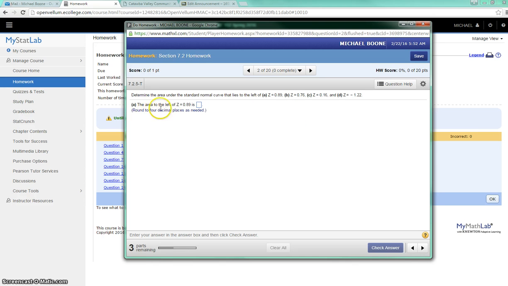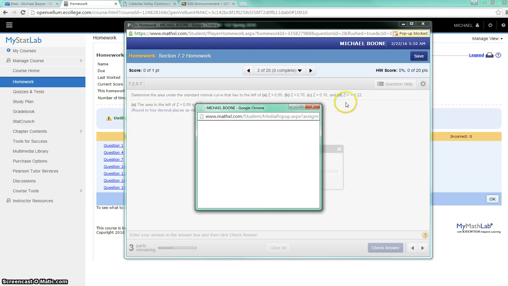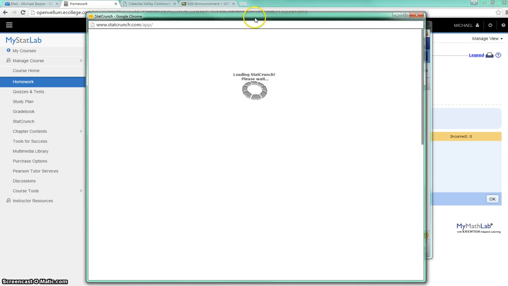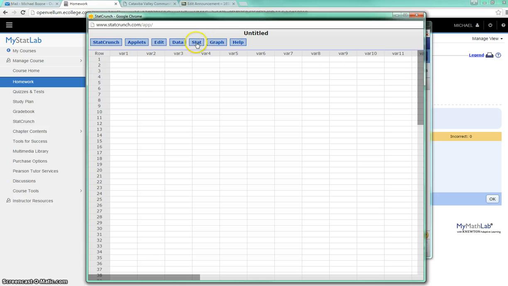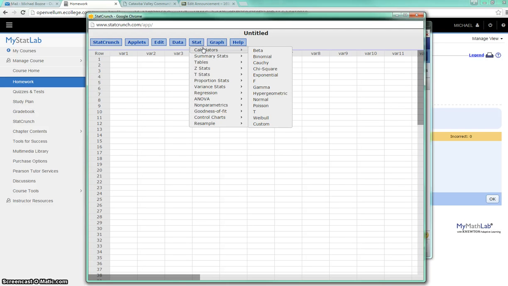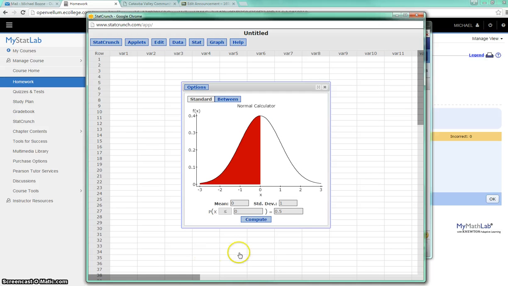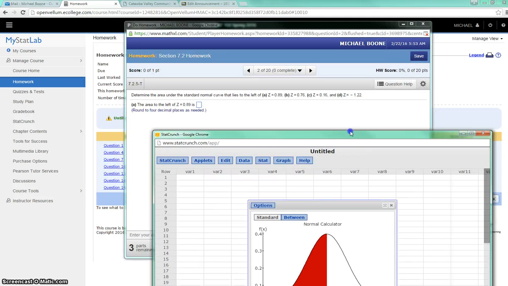So we can look at very specific values. Here, when they're talking about the area to the left of a z-score of 0.89, I'm just going to bring up StatCrunch, and I'm going to go to my calculators, just like we went to binomial calculators in chapter 6. We'll go to a normal calculator, which is pretty awesome, way better than using the table, I think. So if we're looking at a z-score, we know the mean is 0 and the standard deviation is 1.